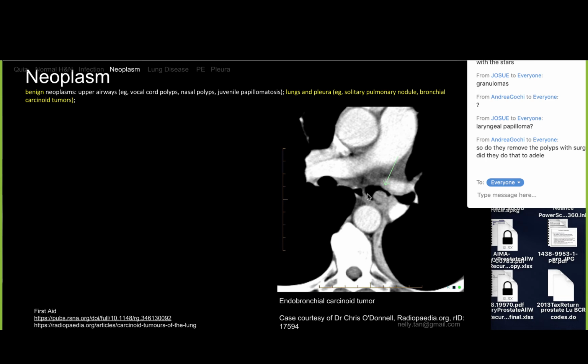So the green arrow is pointing to a little lesion, an endobronchial lesion. This is a classical presentation of carcinoid.